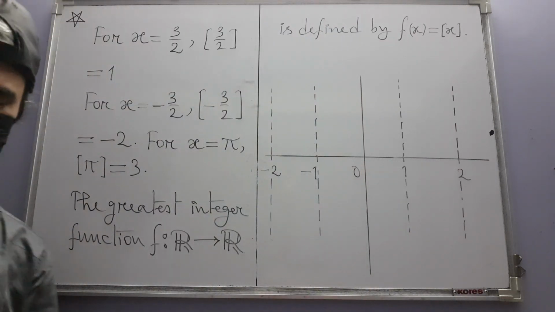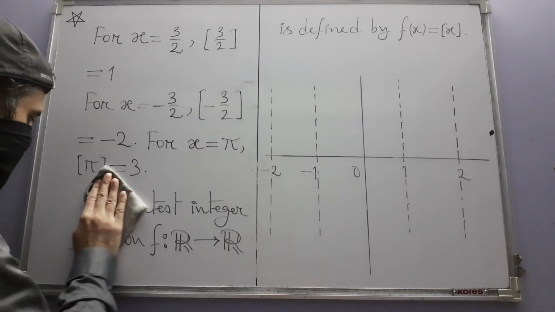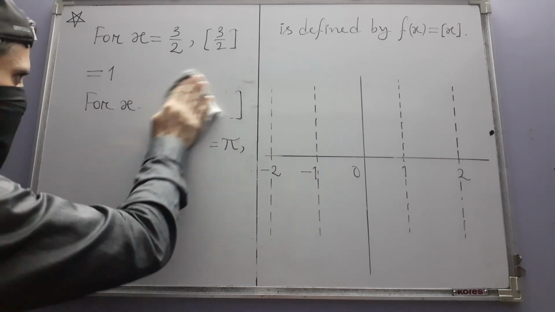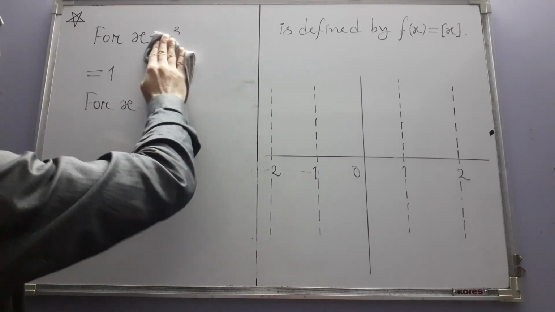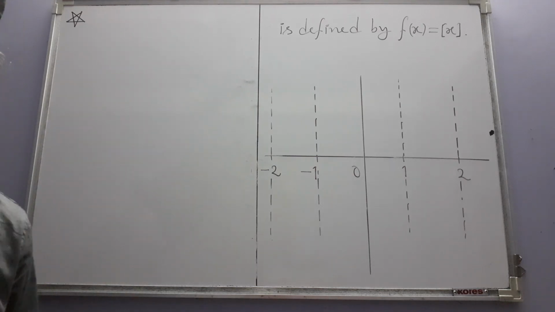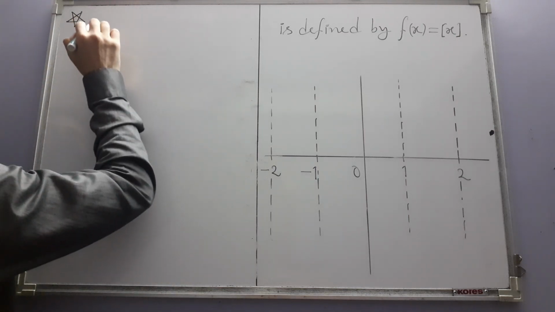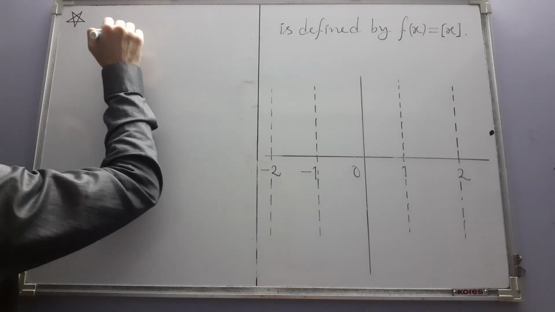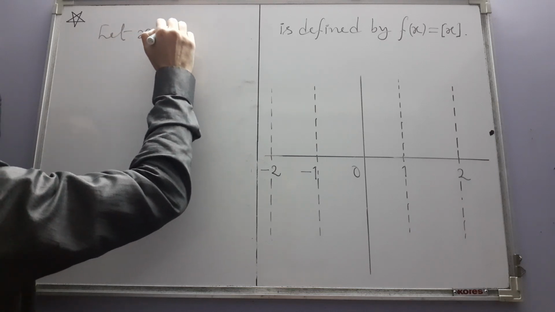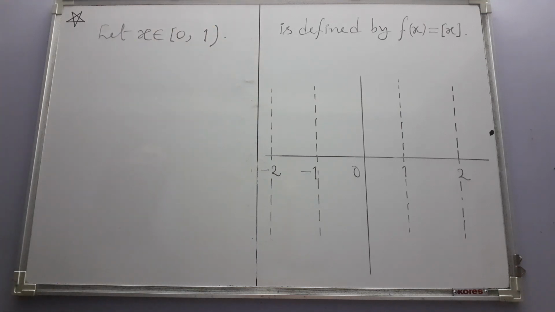Let me do the calculations on that side. The function is not exactly simple, but how do you figure out what the graph will look like? Let me do one thing. Let me first consider this type of input. Let x belong to the half open interval [0, 1).